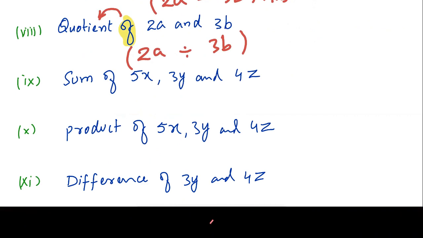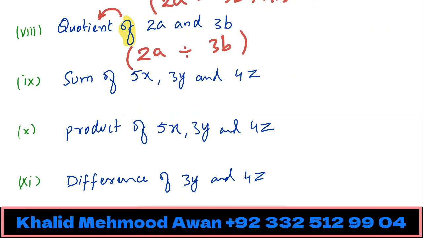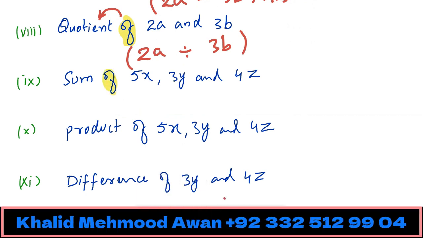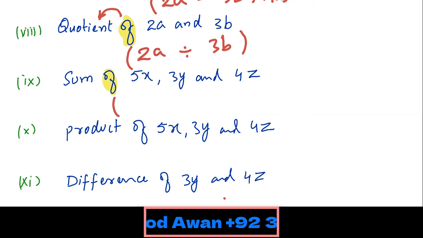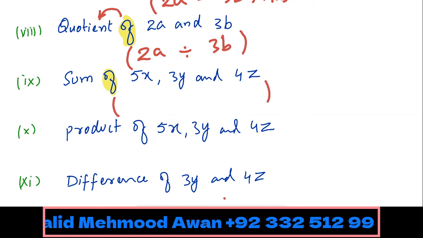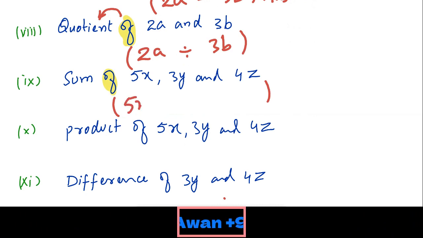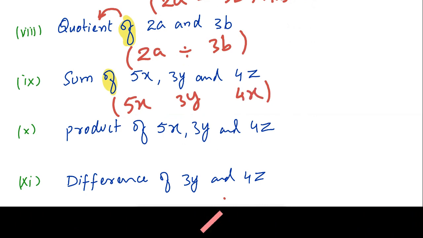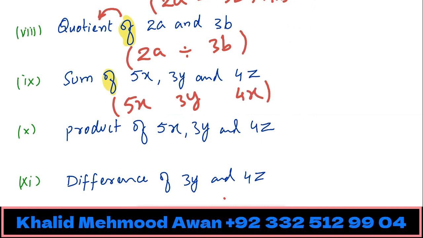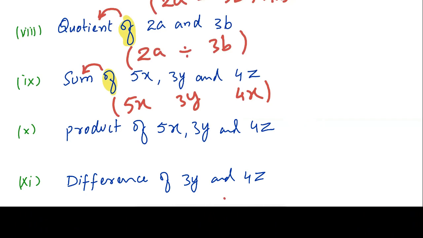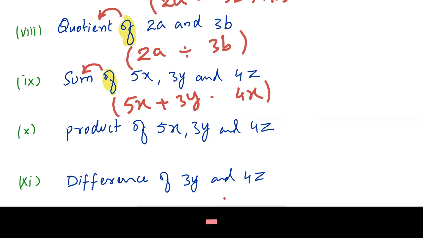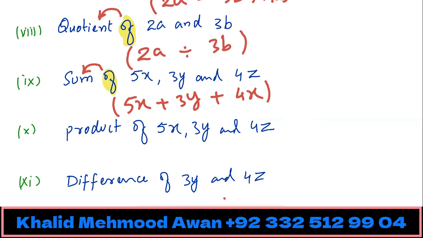Now, there is a word "of" again. So we'll be placing the bracket, which says to put the bracket till the end of the statement. And there are not two variables, there are three variables, which are 5x, then a space, then 3y, and then a space, then 4z. So what to do between these? It's described by the word before "of," which is saying sum. So sum means all will be replaced by the plus sign. So that is the answer.